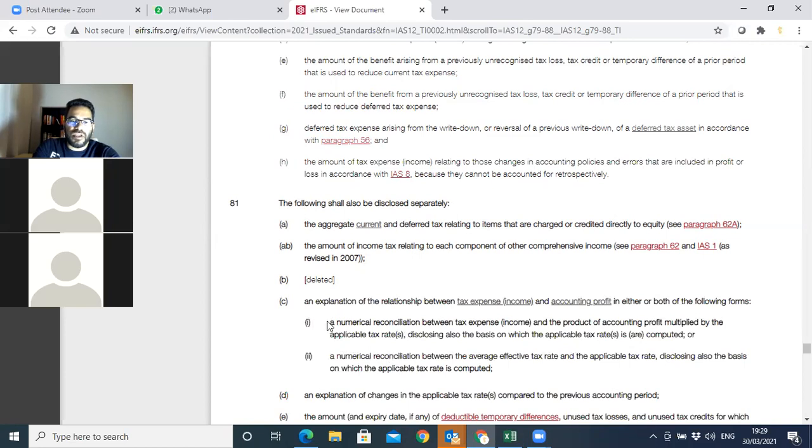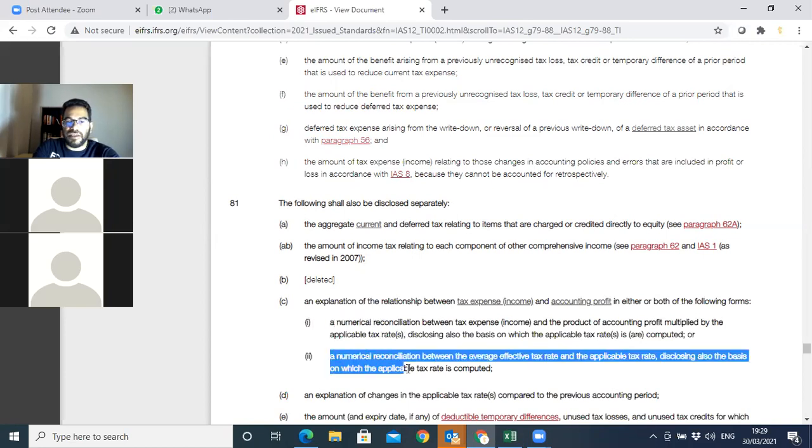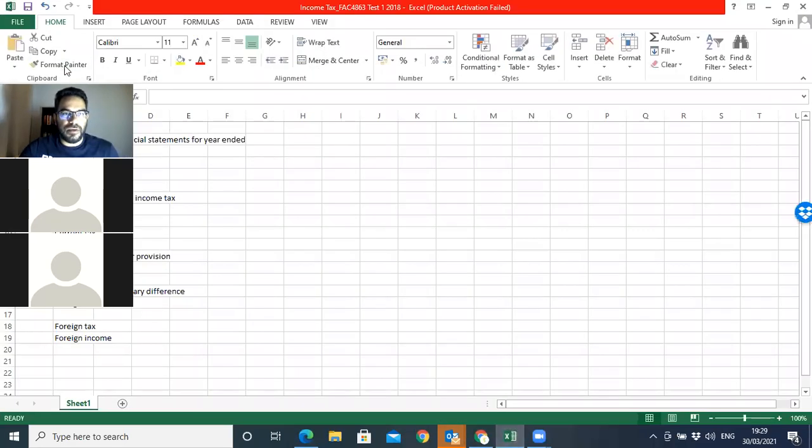Okay, so what's important is that the first one is just saying numbers, and the second one is just saying percentage. Just be aware of that. That is a disclosure that we need to do. So we have to do two disclosures: major components of income tax and the tax rate reconciliation. Okay, so we're okay with that.